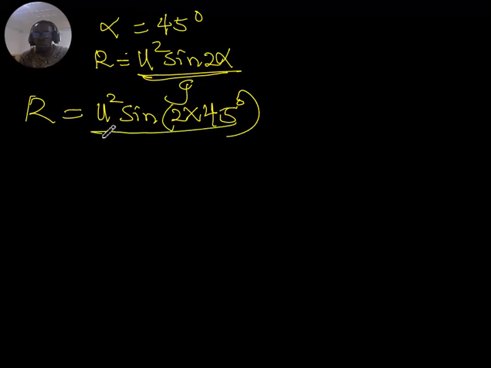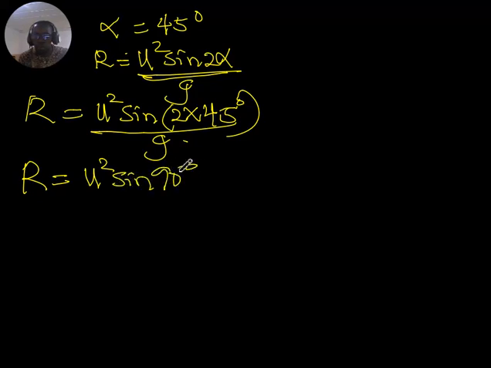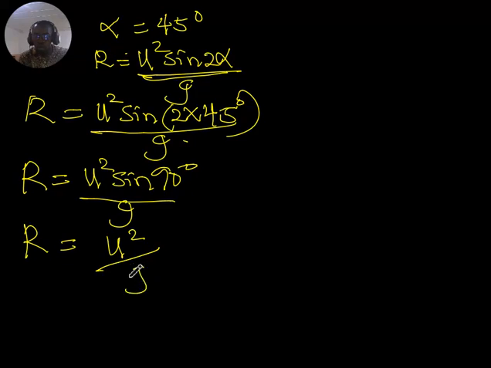degrees over g. So range now gives u squared sine 90 degrees over g. So you have range to be, sine 90 is 1, so therefore you have u squared over g. Call this equation 8. This is known as maximum range.